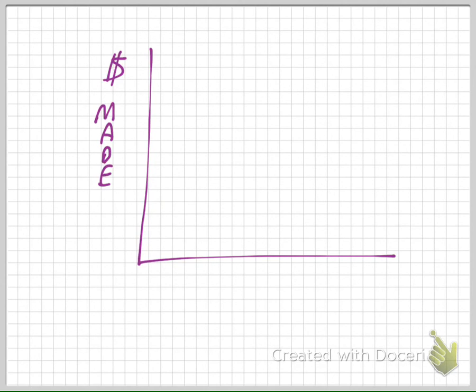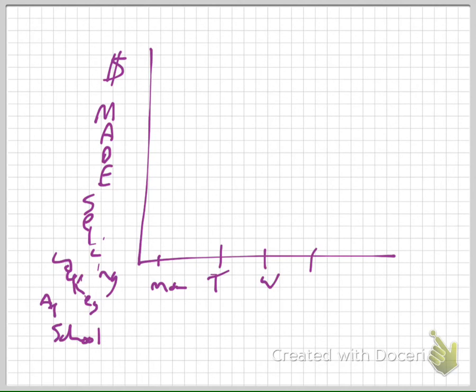What about this? I'm going to give this graph to you. You explain it to me. This is money made selling cookies at school. Okay, that's what that is. And over here I have Sunday. No, we'll do this. We'll go Monday, Tuesday, Wednesday, Thursday, Friday, Saturday, Sunday. And here we go. This is what it was. You ready? This is what it goes. It goes like this.